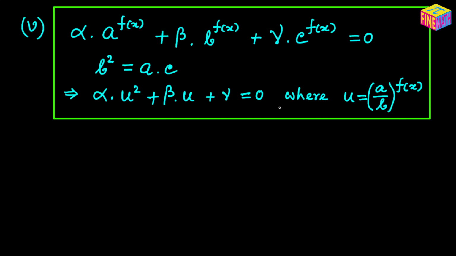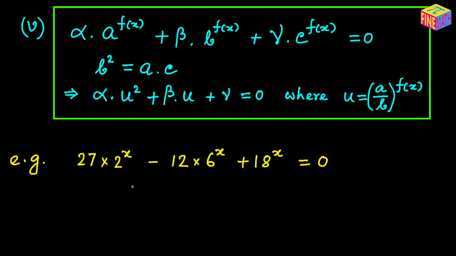So let's take an example. Suppose we have an example which is 27 times 2 to the power x minus 12 times 6 to the power x plus 18 to the power x is equal to 0. So here let's try to understand what are alpha, beta and gamma values, and also what are the a, b and c's here, right? So let's make some quick notes here. So here you see this is our alpha, which is 27. So I'm going to make a note like this. So this is our alpha.